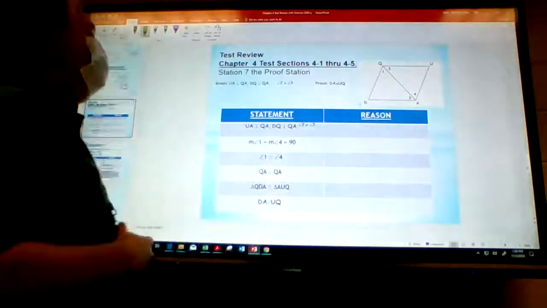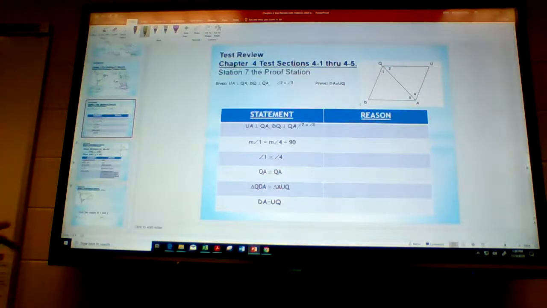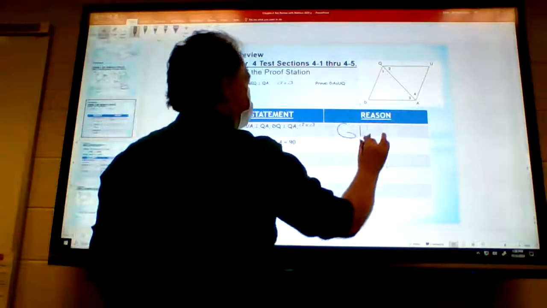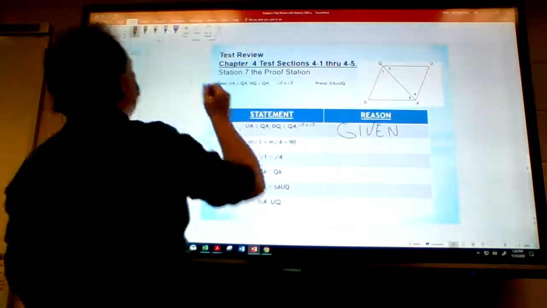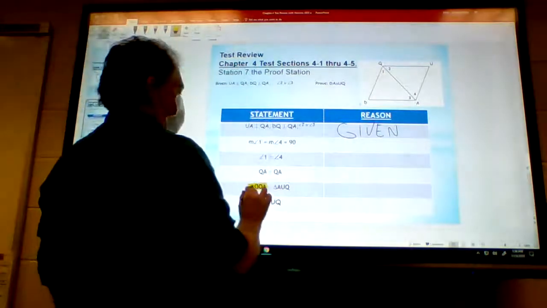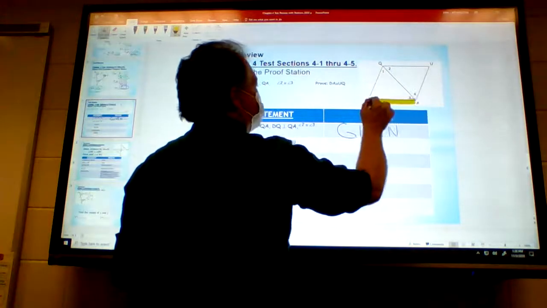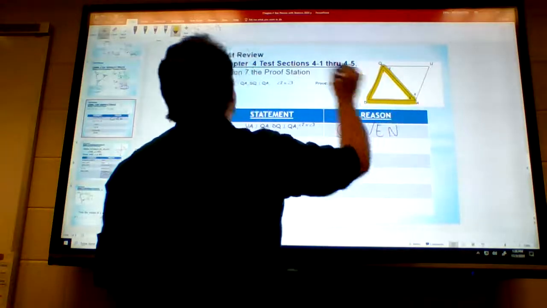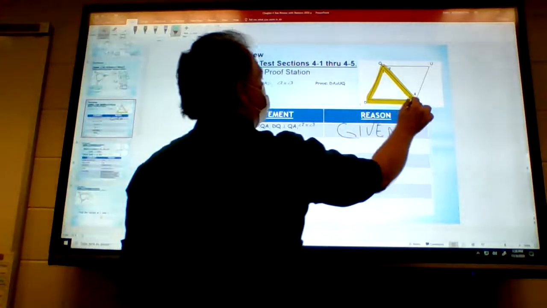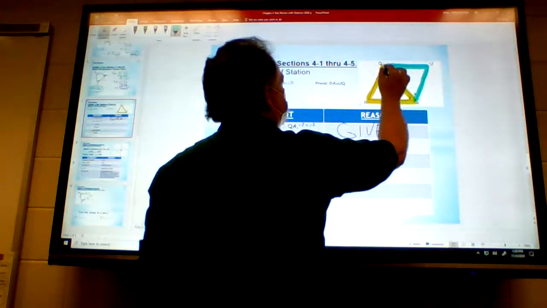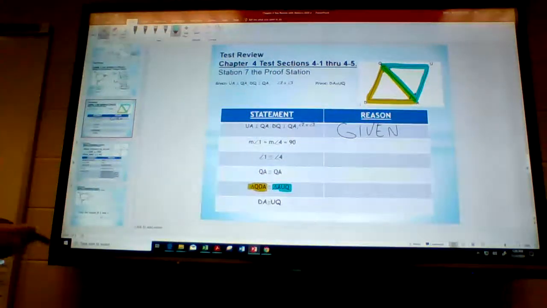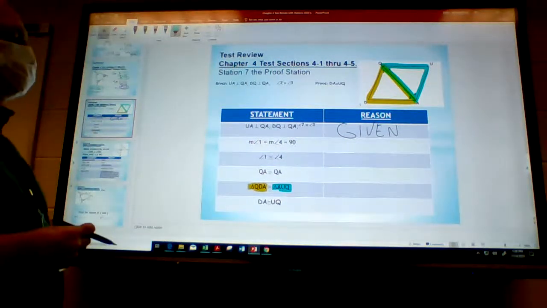So you're given all the statements. And that's a good thing. You're given all the statements. So first thing I'm going to write is given. But I also want to prove that these two triangles, triangle QDA, which is right here, I'm going to highlight it in yellow, and AUQ, which is right here in blue. I got to prove that those two triangles are congruent.